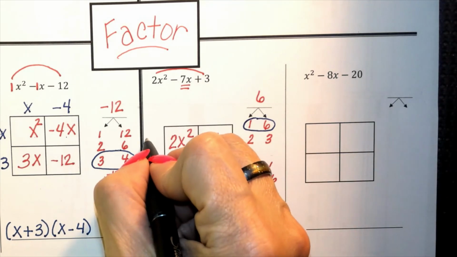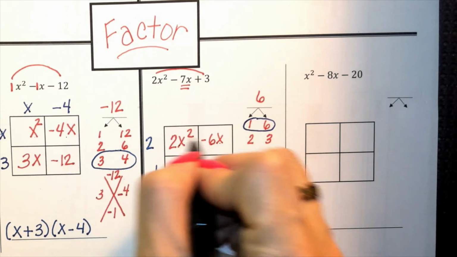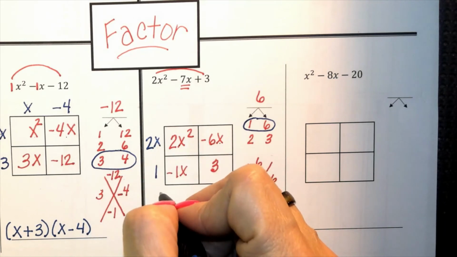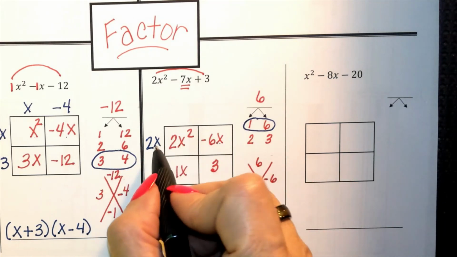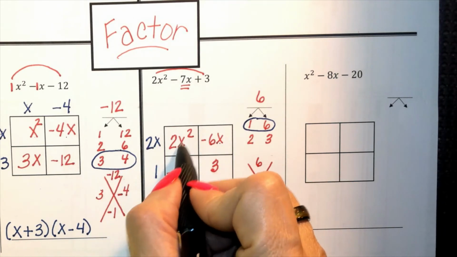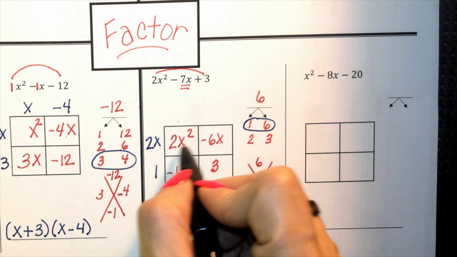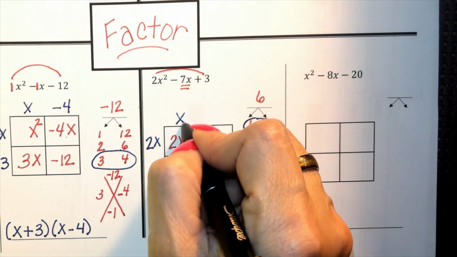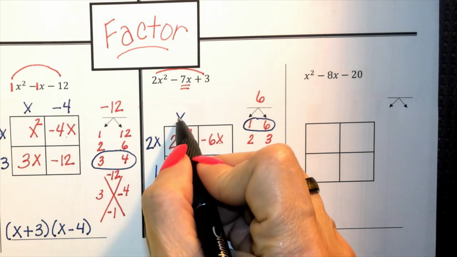Let's see if this works. 2x times what would give me 2x squared? Well, I would just need an x. 2x times x gives me 2x squared. 2x times what would give me negative 6x? That would be a negative 3.